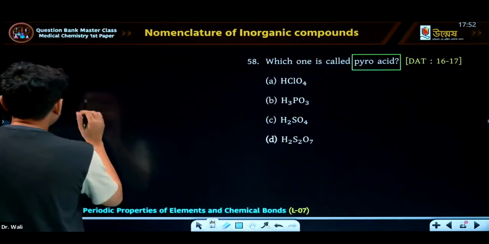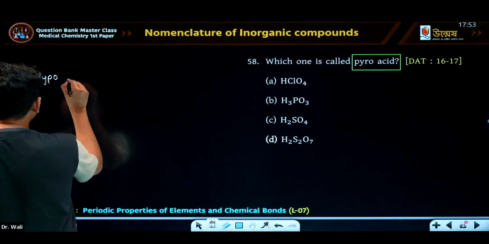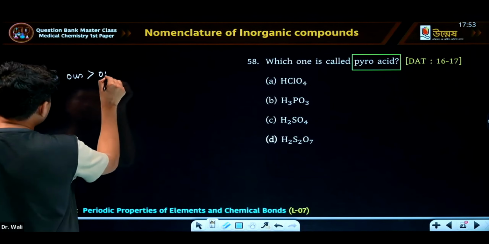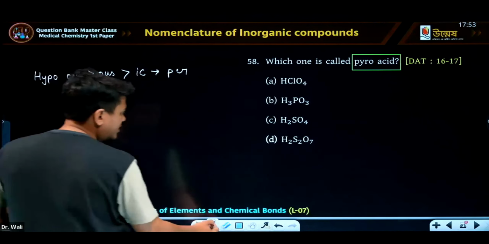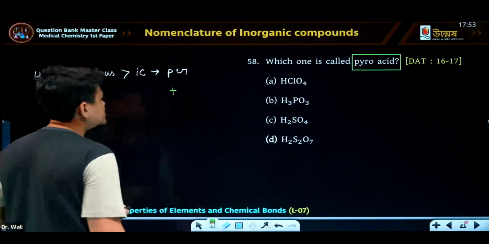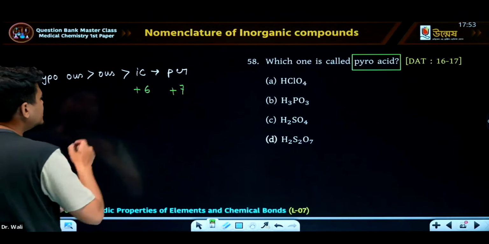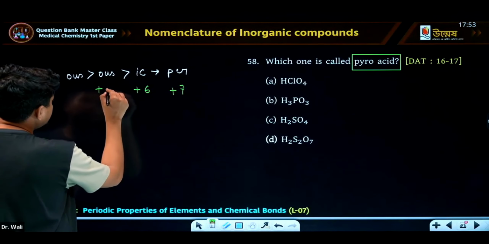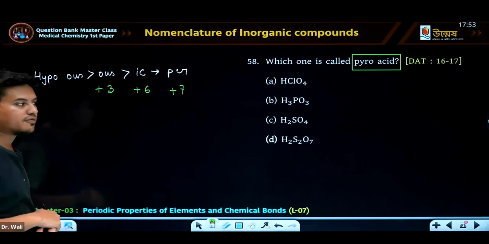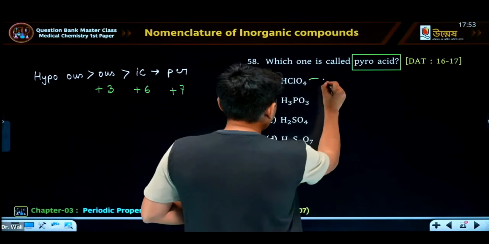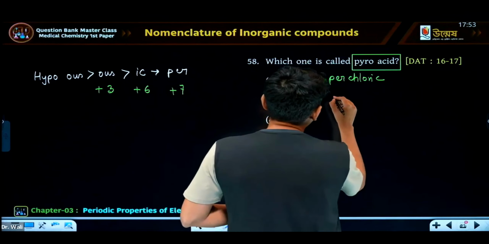The nomenclature of acids can be demonstrated this way: hypo, ous, ic, per. If the central atom oxidation number becomes +7, or +6, or +3 or 4, or below that, in that order, the name of the acid changes. Anyway, here, as we can see, this is perchloric acid, not pyro acid. This is perchloric acid. This one is phosphorus acid.